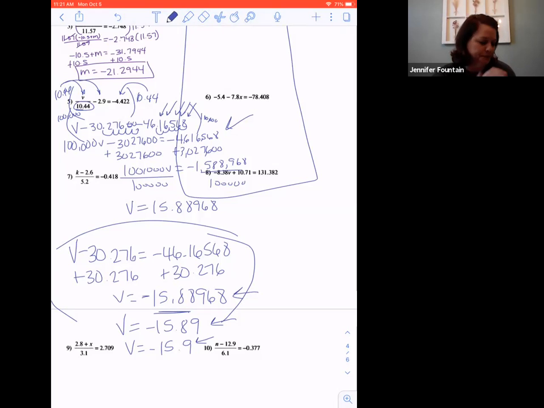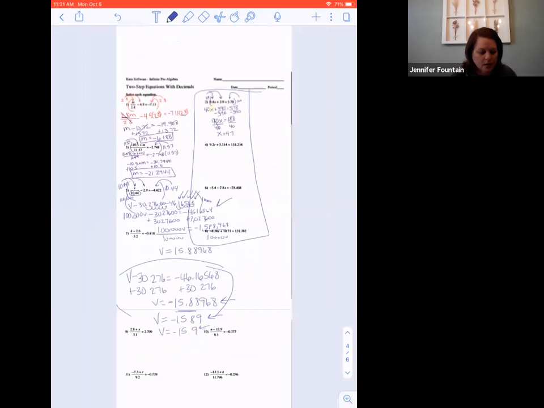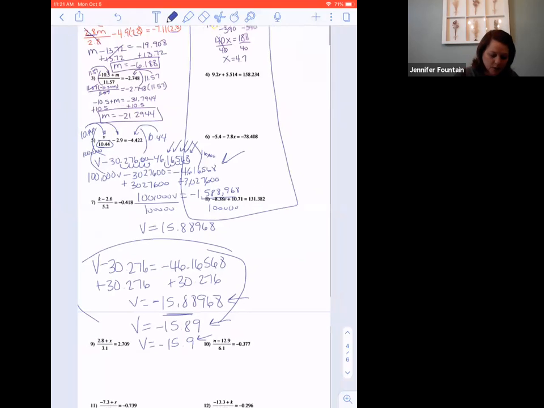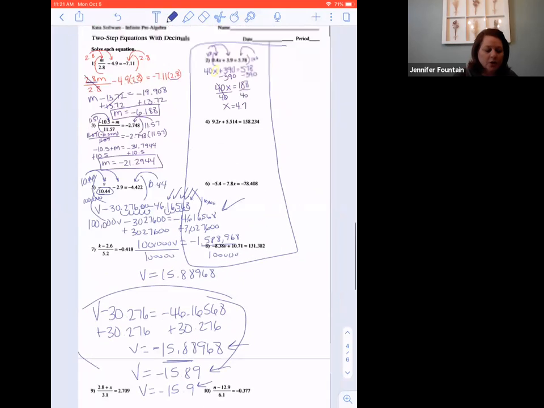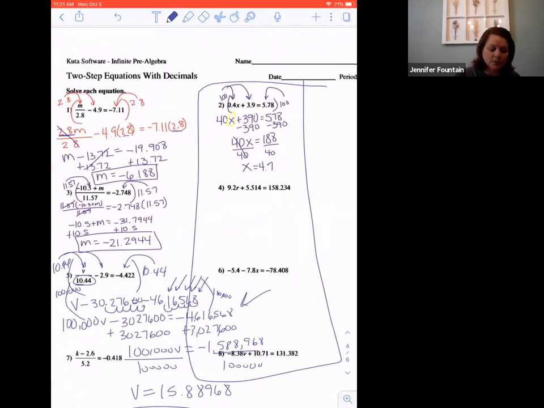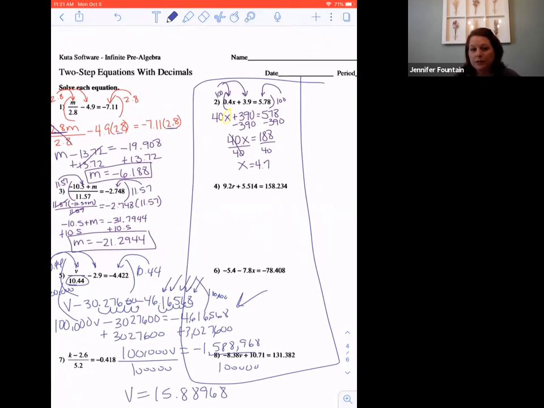All righty. Let's get on back to it. Okay, so that was clearing fractions that have decimals in them. Like I said, I'm only going to be grading the right-hand side that was just clearing decimals, okay? And I'm going to have the fractions with decimals all be bonus, okay?